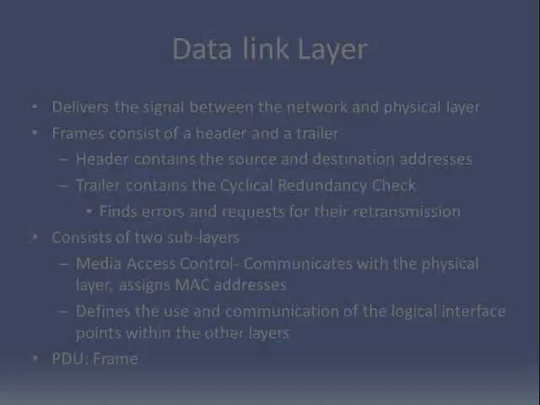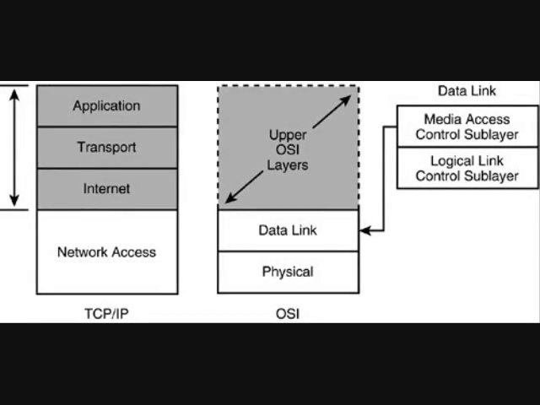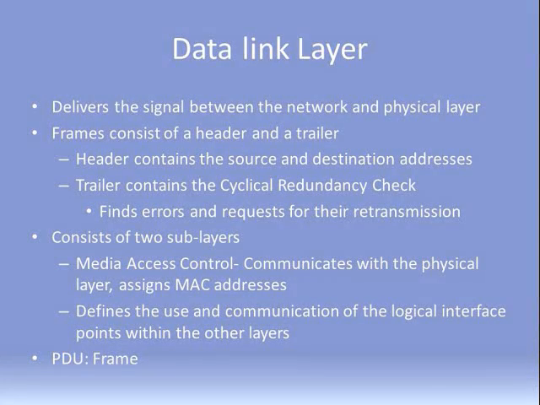There are two sub-layers within the data link layer, the media access control and the logical link control. The media access control is used to communicate with the hardware of the physical layer and also assigns it a physical address called a MAC address. The logical link control defines the use and communication of the logical interface points for the higher layers of this OSI model.